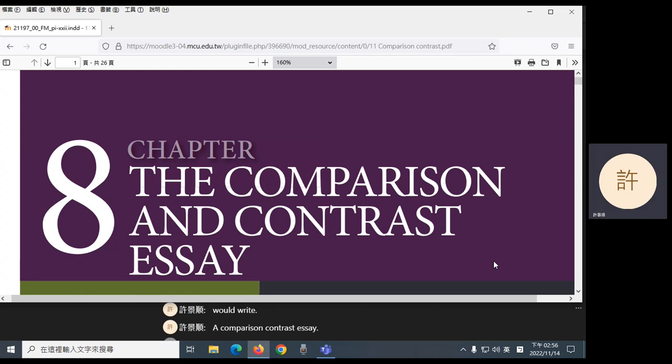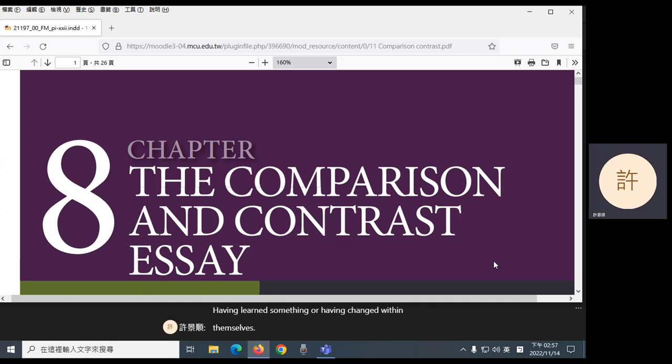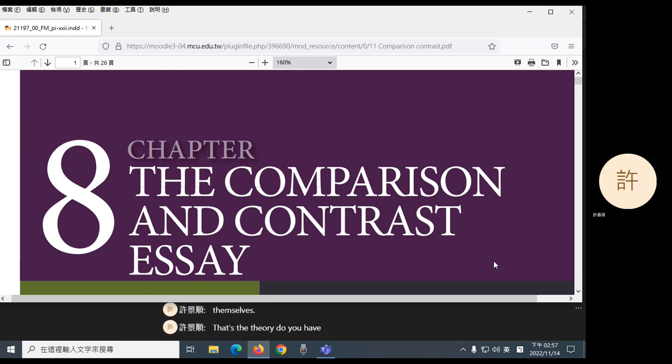In your introduction, please tell the reader why you are writing this essay, which is also why they might want to read your essay. Then in the main body, do the comparing and contrasting. And in the conclusion, send your reader into the future having learned something or having changed within themselves. That's the theory. Do you have questions?